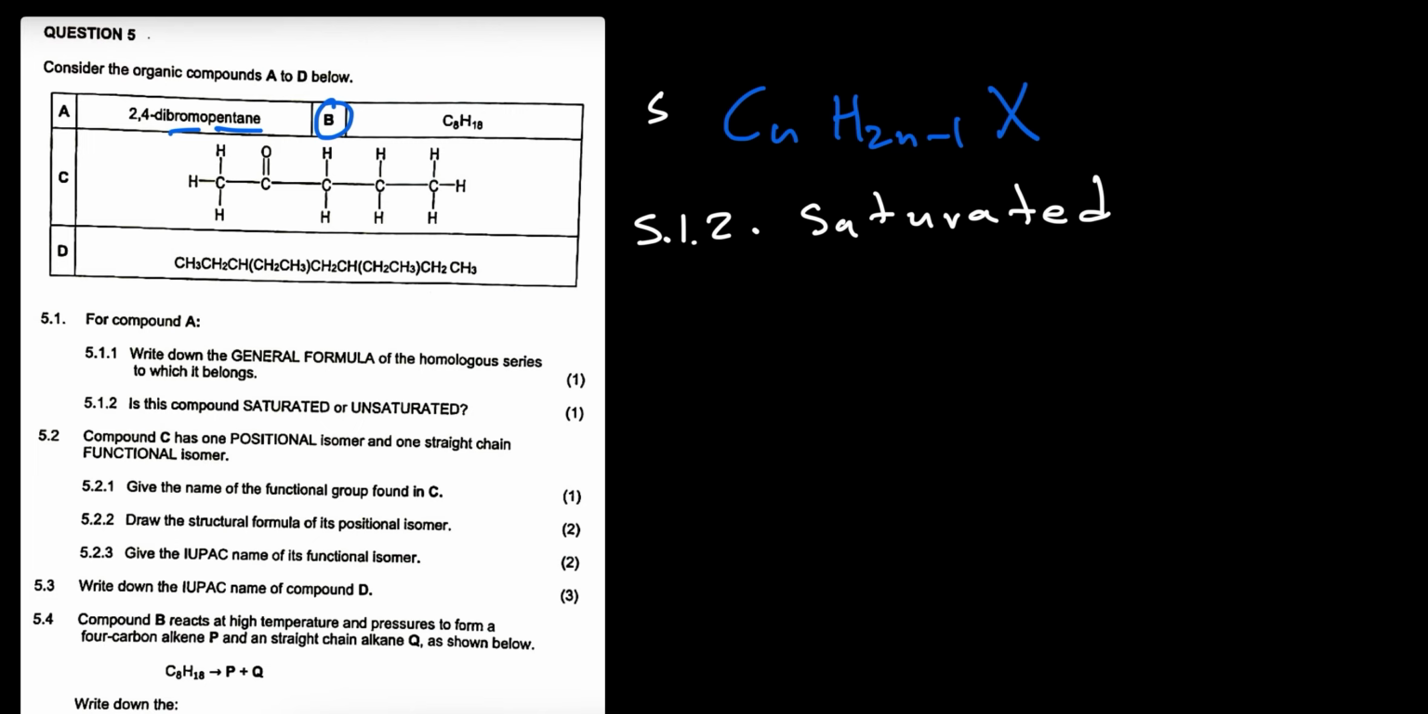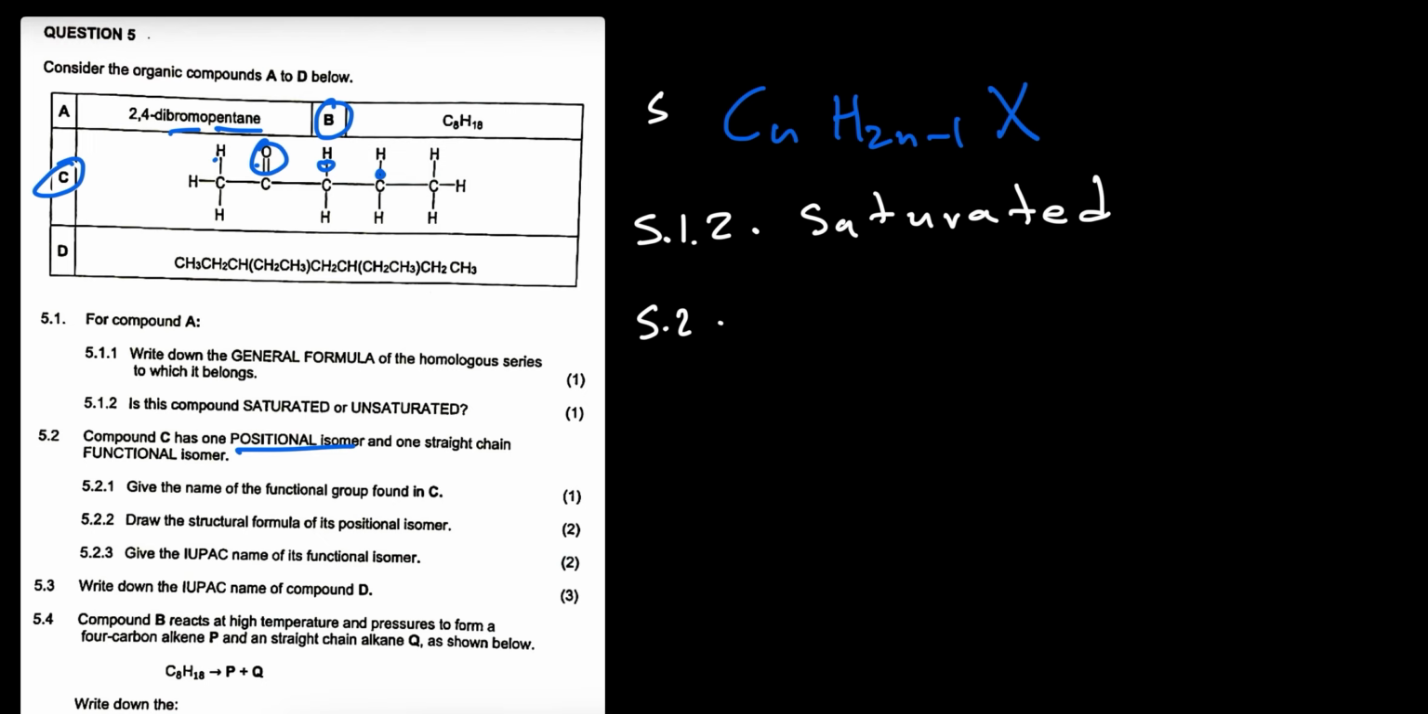Now as we move on to 5.2, they say compound C has 1 positional isomer and 1 straight chain functional isomer. So they talk about C. Remember, when we talk about the positional isomer, that means this double bond can move to the middle bond or to the last bond. But once it moves to the last bond, that's going to be the functional isomer, because if it moves to the last bond, it becomes an aldehyde. At the moment, this is a ketone.